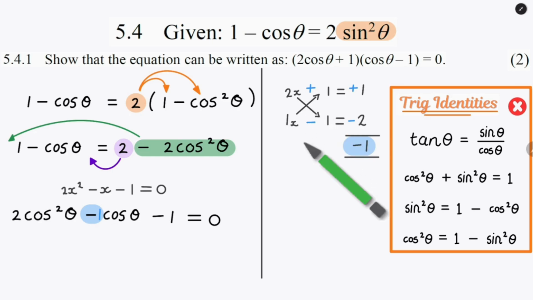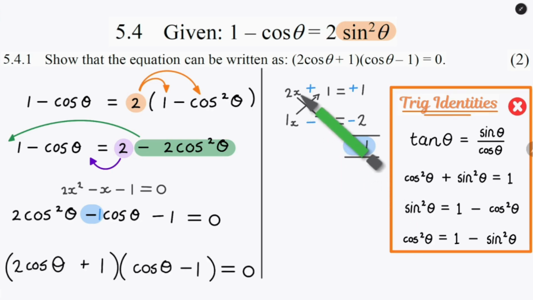And now we officially have our 2 brackets. So the first bracket is 2x plus 1. But bear in mind I'm not working with x's, I'm working with cos's. So I just change this x to a cos theta. So it's 2 cos theta plus 1. The second bracket will be x minus 1, but we replace x with a cos theta. And now we've officially changed this general equation into this general equation.